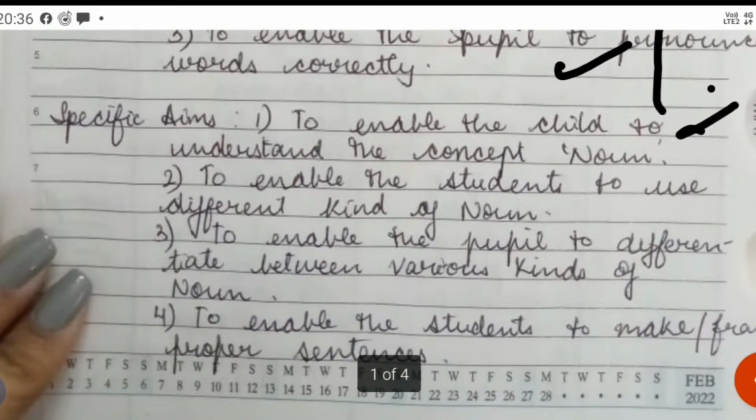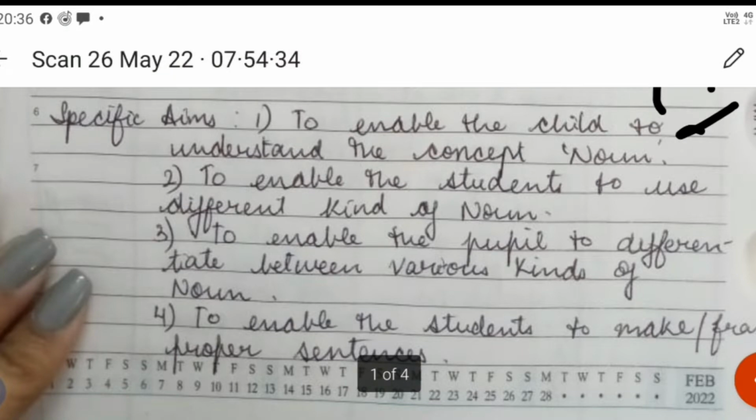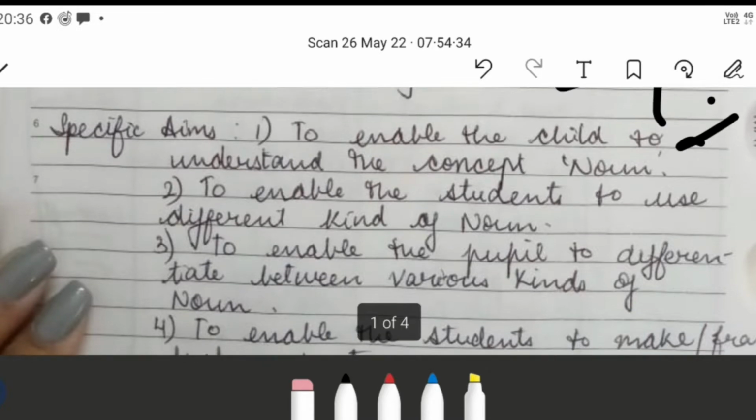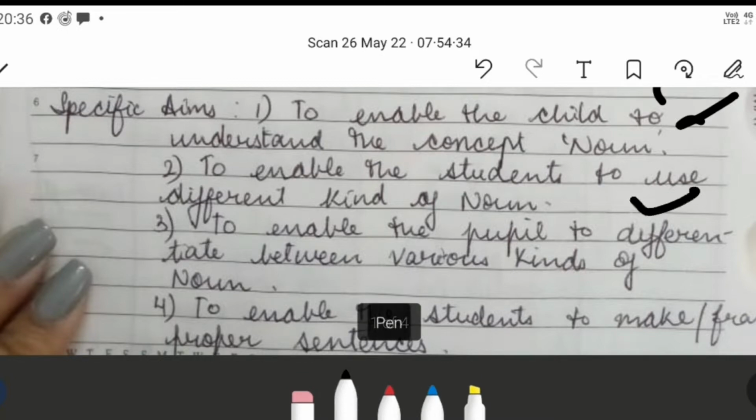To enable the child to understand the concept noun. That the child can understand the concept noun. Then to enable the student to use different kinds of noun, to enable the pupil to differentiate between various kinds of noun. अब बच्चों को यही नहीं पता होता कि कितने टाइप ऑफ नाउन हैं, कौन कौन सा किसको रेफर करते हैं, तो वो सब इससे बच्चे को पता लग जाएगा.